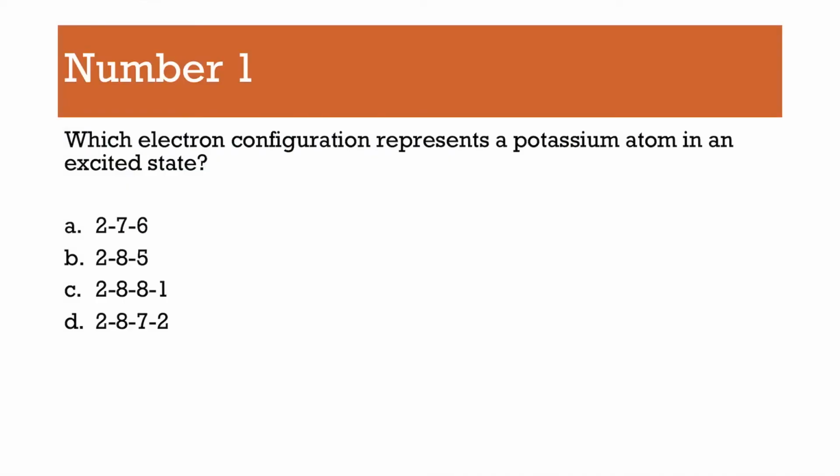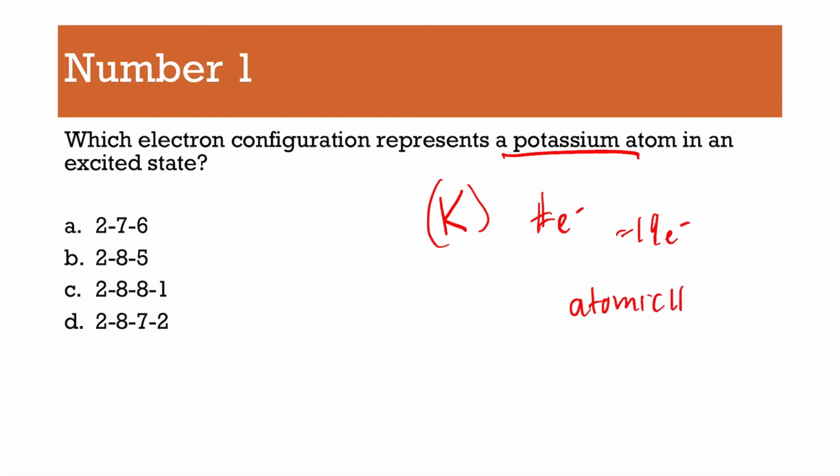Okay, so starting with number 1, this one says, which electron configuration represents a potassium atom in an excited state? So your first thing would be to check, well, how many electrons does potassium, or K, have? So potassium has 19 electrons, and we know that because that is the same as the atomic number. So remember, the atomic number is the number of protons. And then since we're talking about atoms, so neutral things, protons equals number of electrons. So potassium has to have 19 electrons.